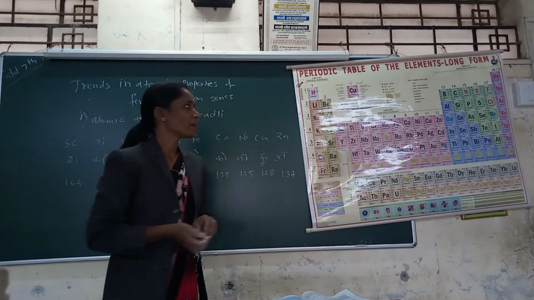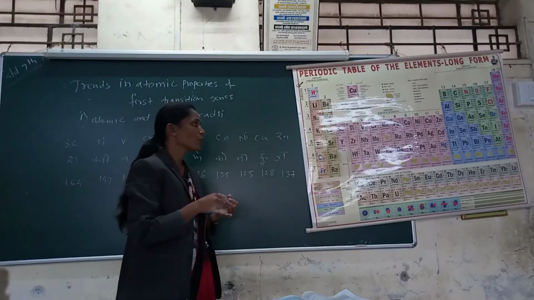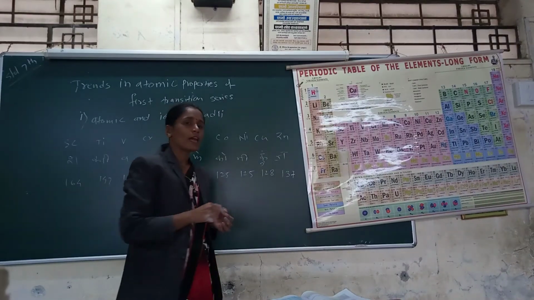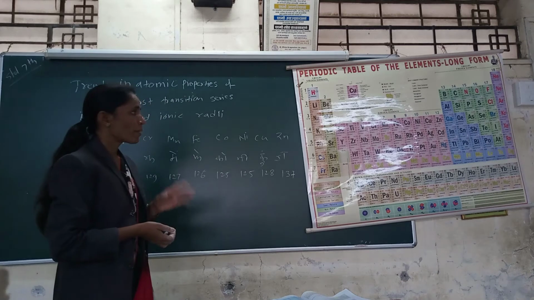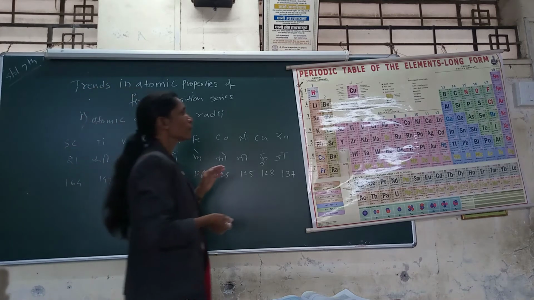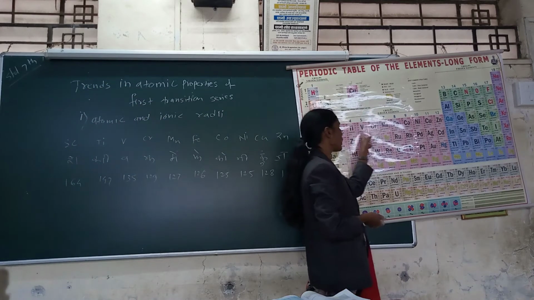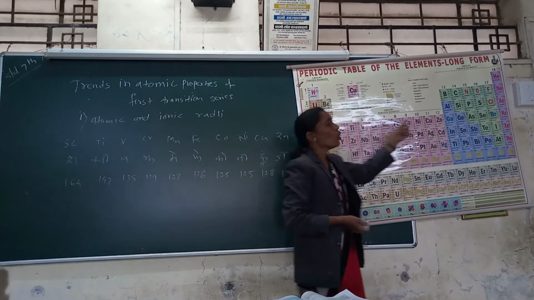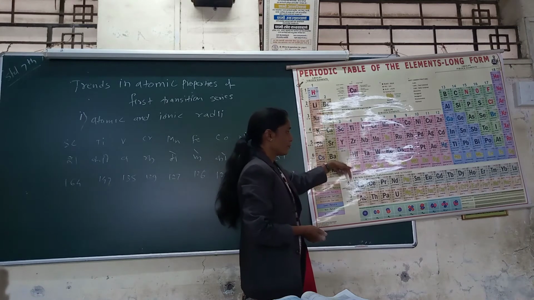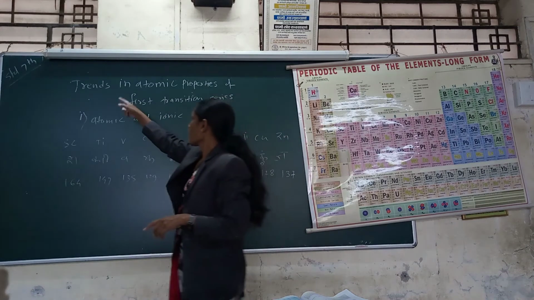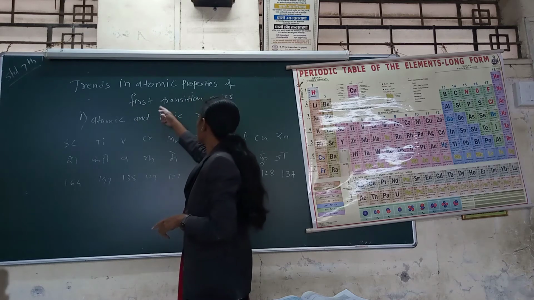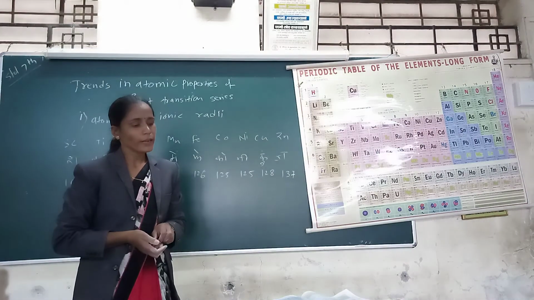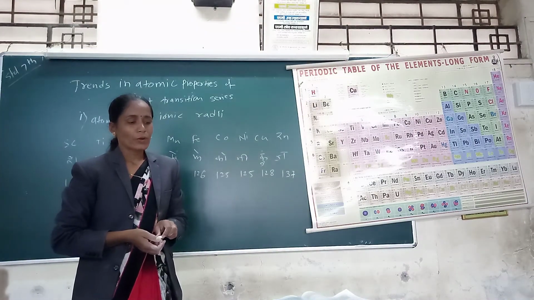Trends in atomic properties means atomic and ionic radius, electronegativity, and ionization enthalpy. These properties change with change in atomic number, going left to right in the periodic table or top to bottom. These are the trends in atomic properties of the first transition elements, of which the first property is atomic and ionic radii.